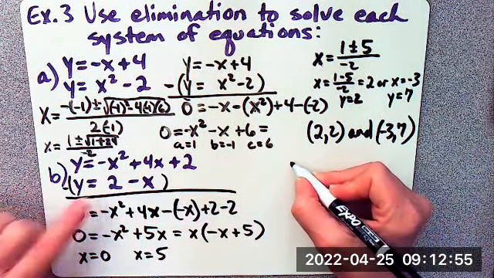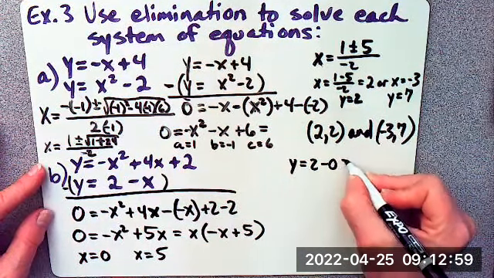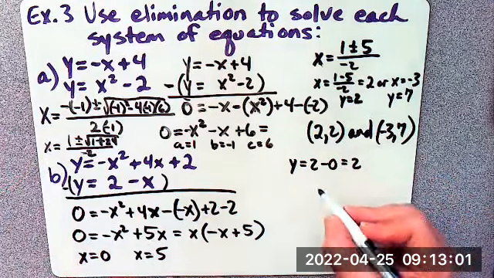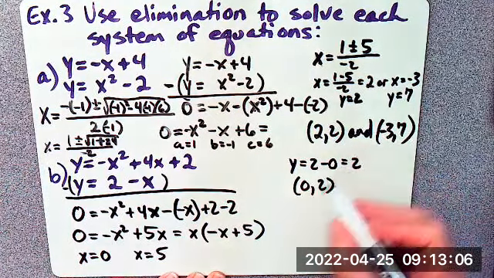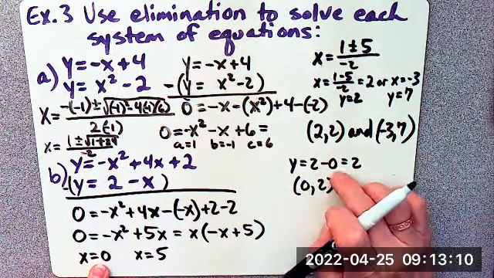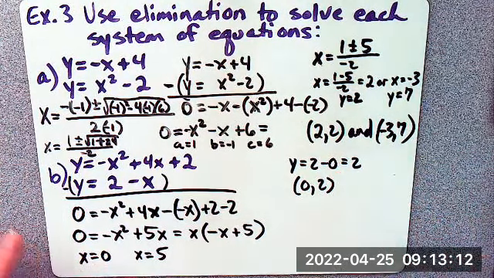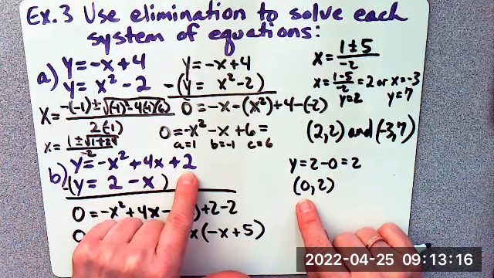All right, so let's put x as 0 into one of these and make it easy on ourselves. This one's the easier one. So y equals 2 minus 0 gives us 2. So for this one, we have (0, 2). I'm putting in x, that's my x value. Let's double check it. When x is 0, y is 2 here as well.